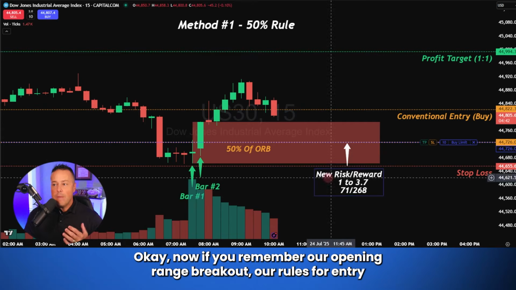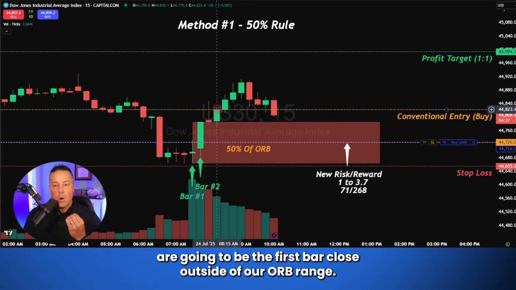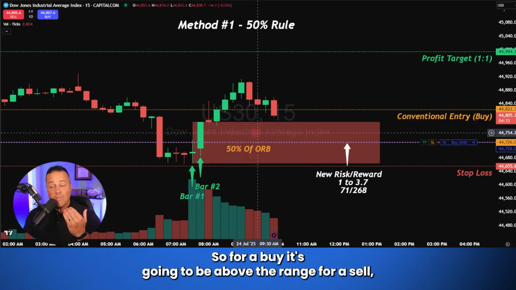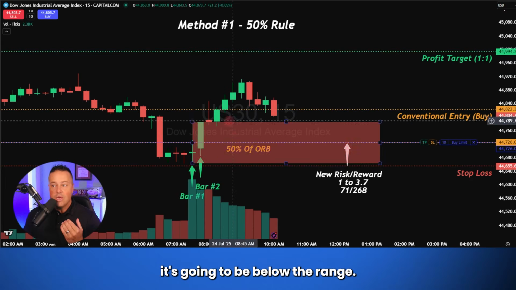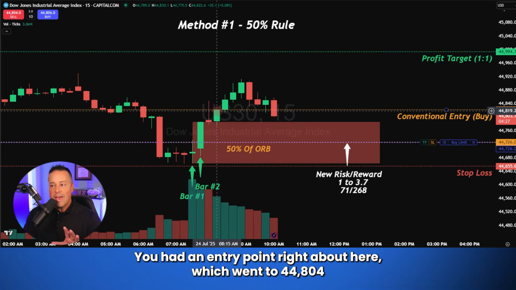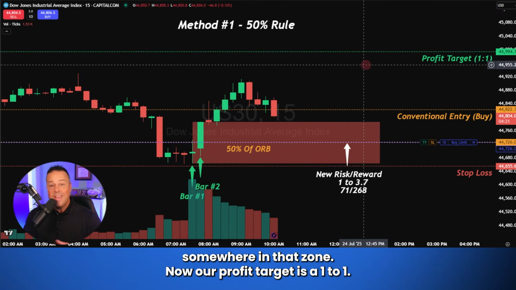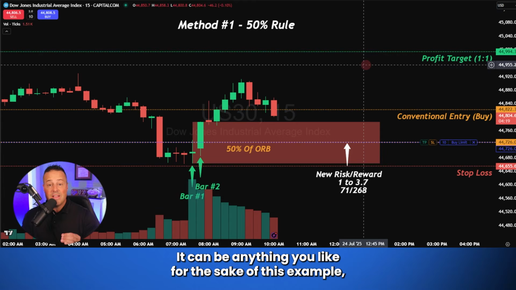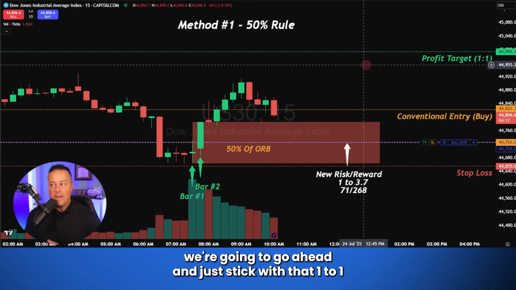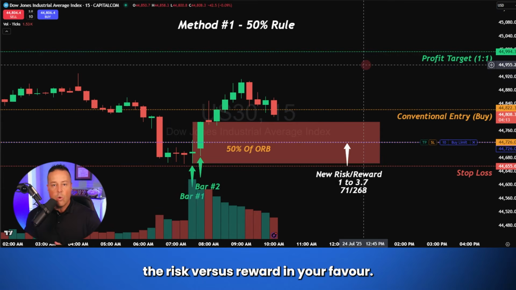Okay, now if you remember our opening range breakout, our rules for entry are going to be the first bar close outside of our ORB range. So for a buy, it's going to be above the range. For a sell, it's going to be below the range. Well, in this instance, this is the same setup we just looked at for the standard ORB. You had an entry point right about here, somewhere in that zone. Now, our profit target is a 1-to-1. It can be anything you like. For the sake of this example, we're going to stick with that 1-to-1 because I'm going to show you how this entry swings the risk versus reward in your favor.